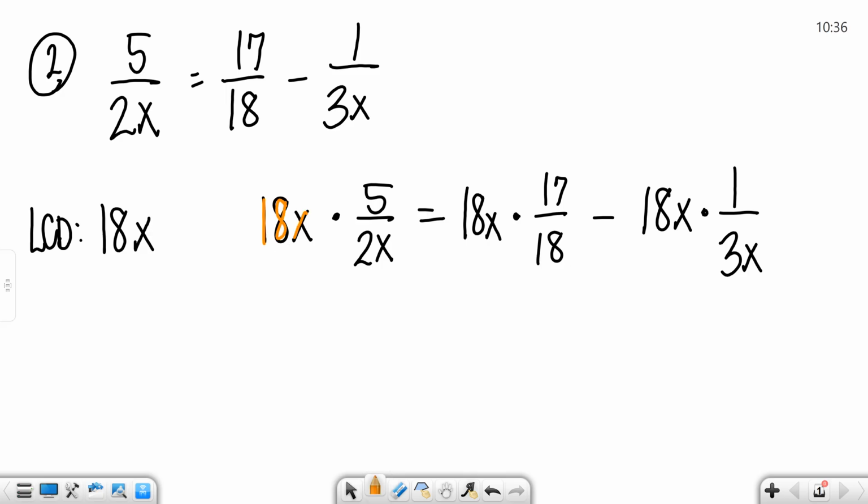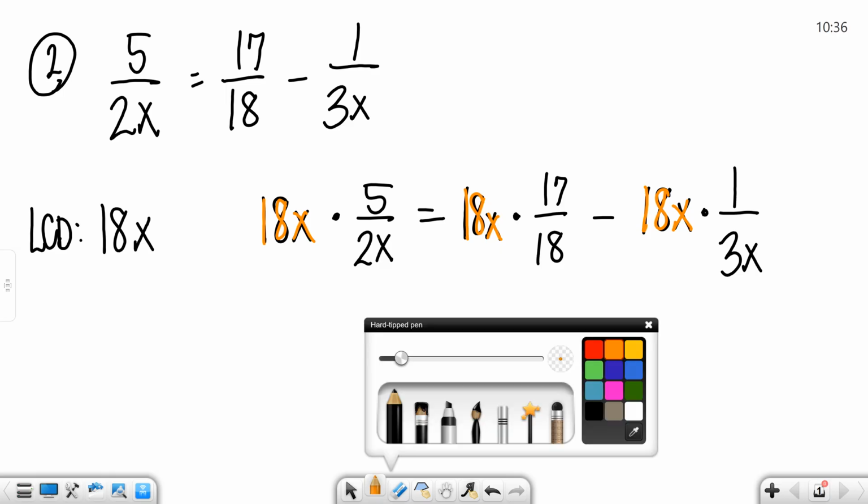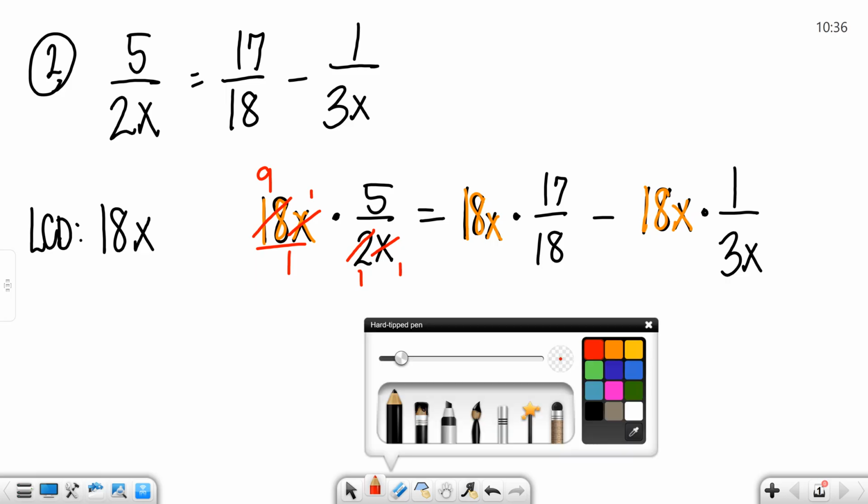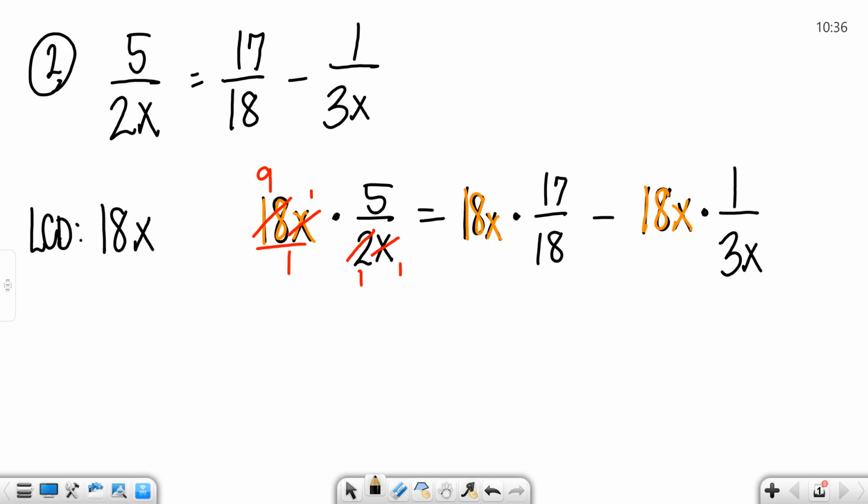I multiplied everything by 18x. There it is. Everything gets multiplied by 18x. Now actually I have to do all that multiplication. So I'm going to think about it like this. Put a 1 up under that 18x. 2 goes into itself once. It goes into 18 9 times. This x divided by x gives me 1. Those are common factors. I multiply the things that are left. I'm left with 9 times 1 times 5 in my numerator. My denominator would be a 1.